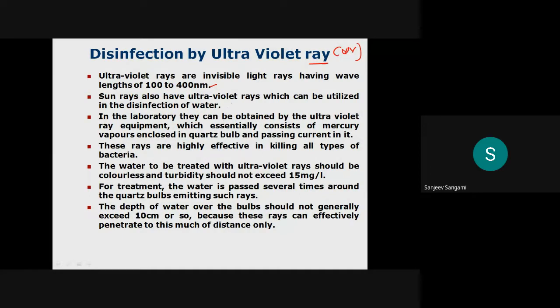Sun rays also have ultraviolet rays, which can be utilized for the disinfection of water. In the laboratory, they can be obtained by ultraviolet ray equipment, which essentially consists of mercury vapors enclosed in a quartz bulb, and passing current to it.